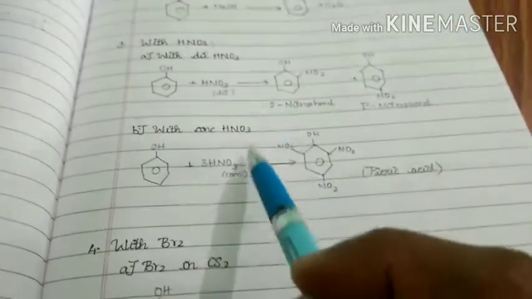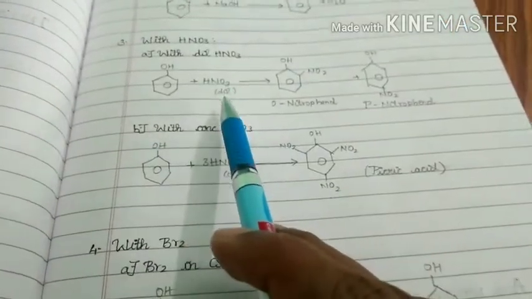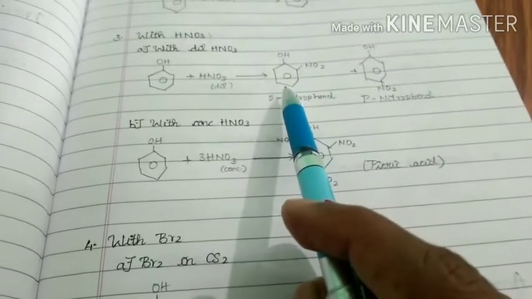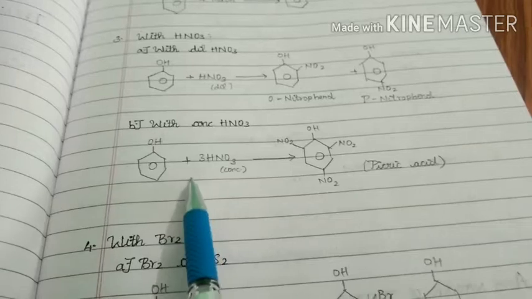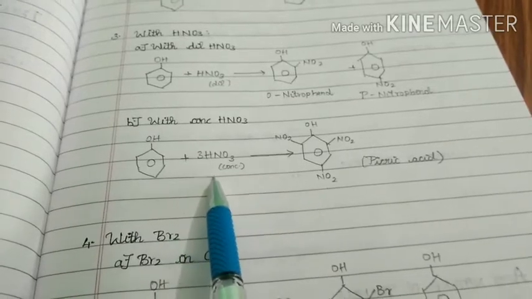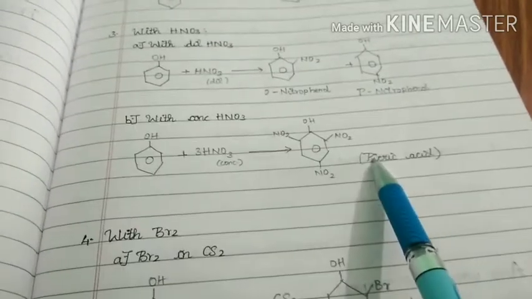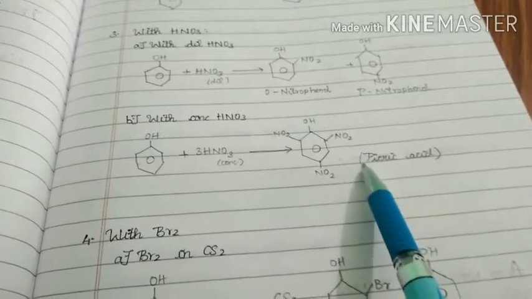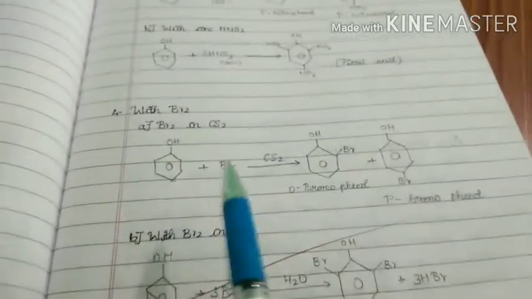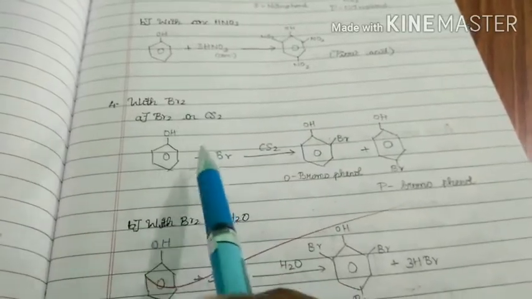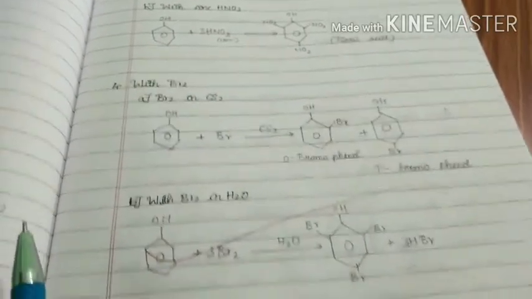These reactions are very important. So what you have to remember: when phenol reacts with dilute HNO3, we get ortho-nitrophenol and para-nitrophenol. But when phenol reacts with concentrated HNO3, we get picric acid. Don't get confused about these two reactions.